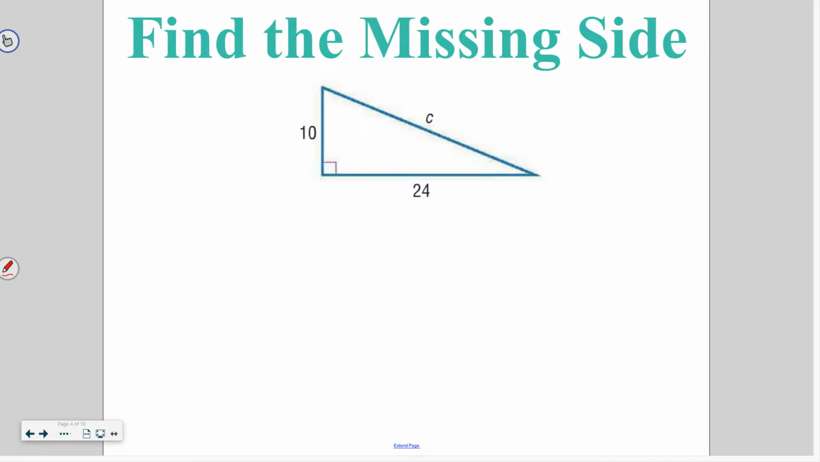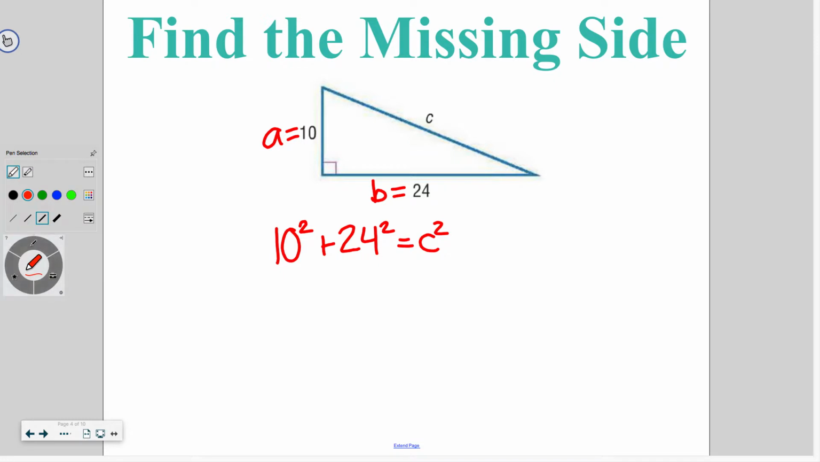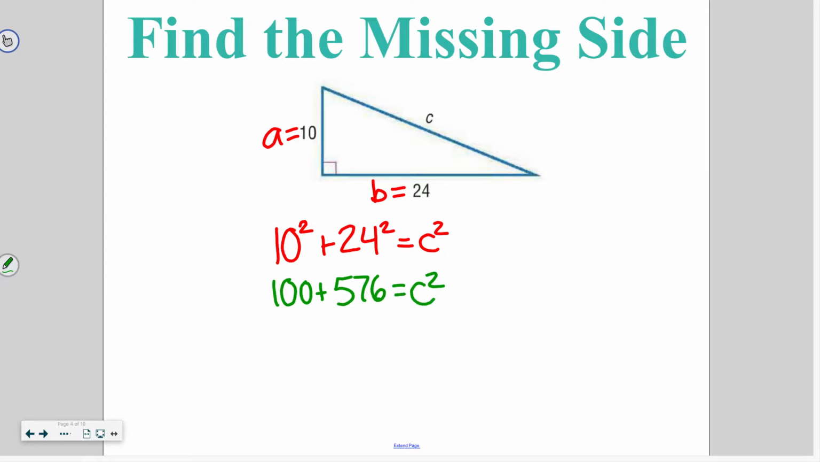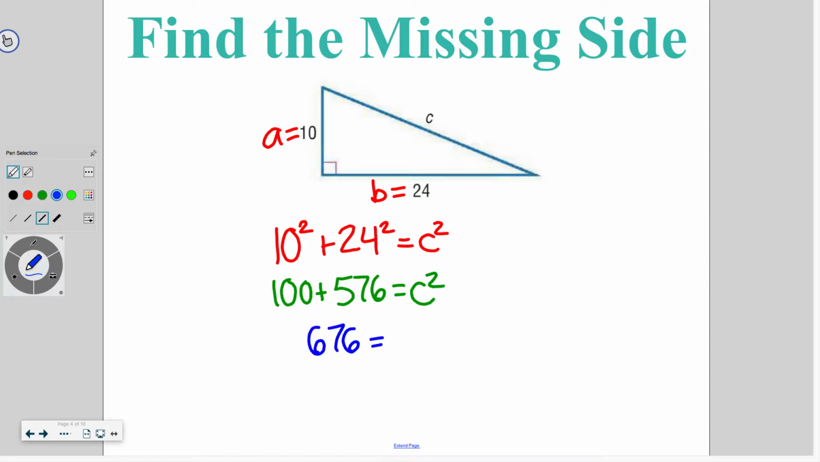So we have 10 and 24. Those are our two legs because they form the right angle. It doesn't matter if you call 10 a and 24 b or vice versa. You just need to pick. So now plugging in, I have 10 squared plus 24 squared is equal to c squared. So we just plugged our values into the equation. 10 squared is 100. So I've got 100 plus 24 squared is 576 is equal to c squared. Adding those together, I get 676 is equal to c squared.